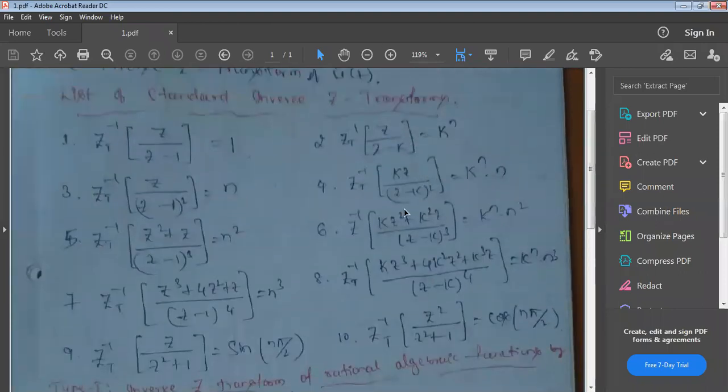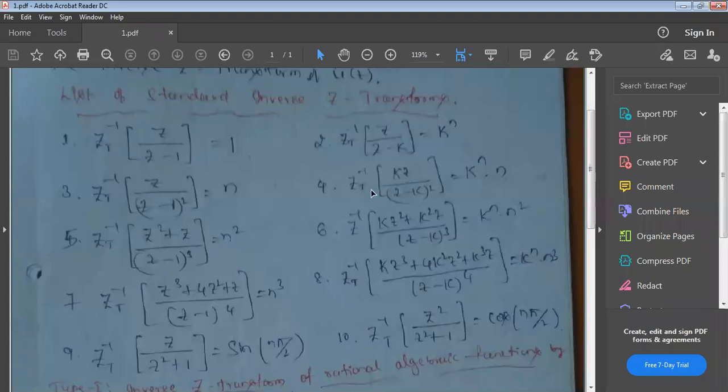Suppose in the denominator you have z minus k whole square. In the numerator, you should have kz to apply this formula. So if I have z minus k whole square in the denominator, I'll write k into z in the numerator. If I have z minus k whole cube in the denominator of a problem, in the numerator I'll try to write kz square plus k square z.